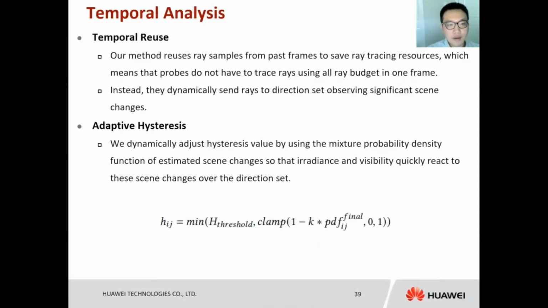And our method also reuses ray samples from past frames to save ray tracing resources. So the probe can dynamically send rays only to a direction set observing significant scene changes. And we also have this adaptive hysteresis because we already computed this mixture PDF function. So we can use this PDF to enable irradiance and visibility to quickly react to scene changes over a direction set.